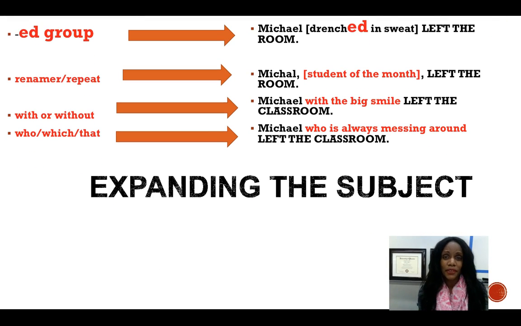Let's take a look at some other ways that you can expand the subject, and they really function the same way as the ING group. We're going to have plenty of practice in the classroom on how to do this. I really just want to front load the content for you, and then we can practice these difficult tasks in class. So the ED group is really just the same. It's a group of words, but the first word ends in ED. Michael, drenched in sweat. This describes who Michael is.